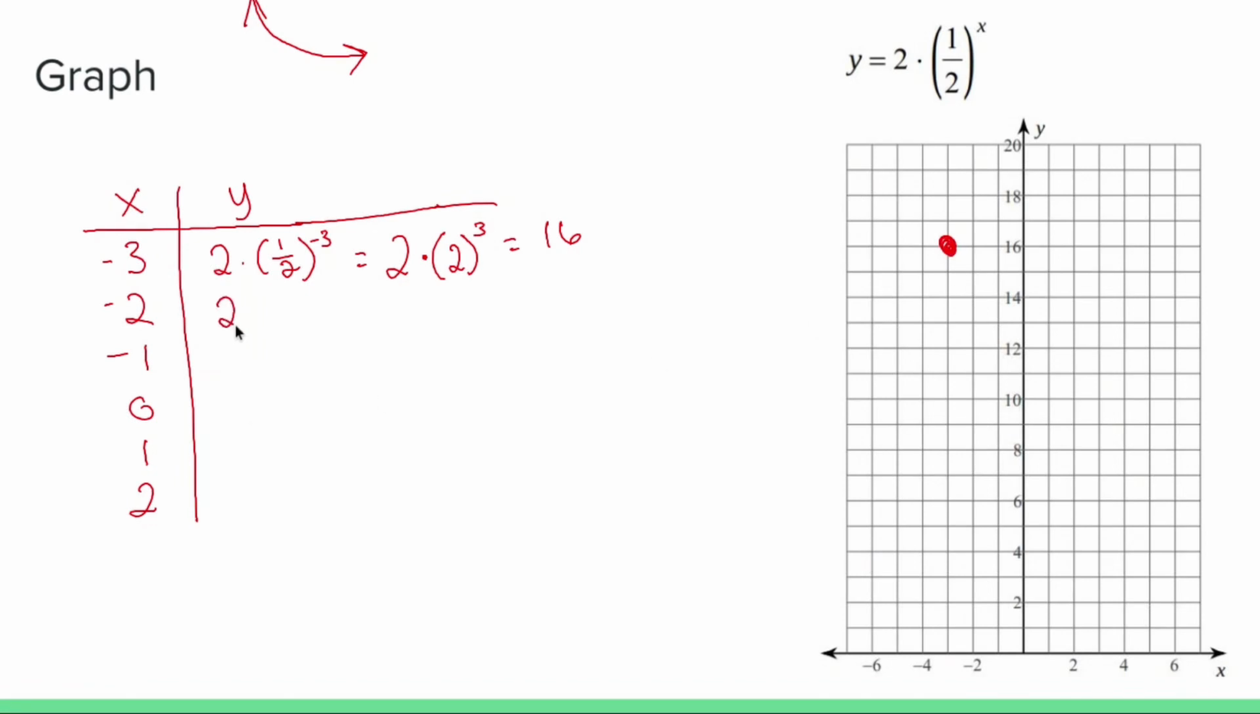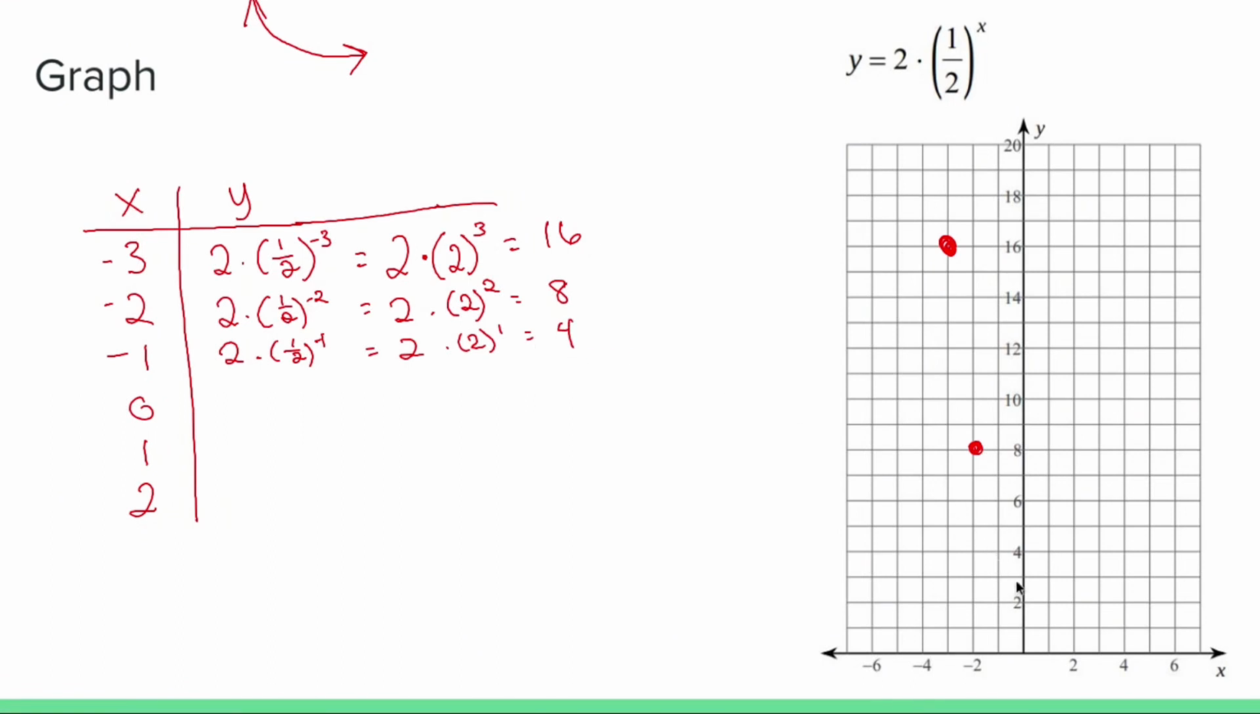Next, 2 times 1/2 to the -2nd power. Let's do that flippy again and make it squared. So that becomes 4. 2 times 4 is 8. So the next point we get is -2, +8. 2 times 1/2 to the -1st is the same as 2 times 2 to the +1st, which is 4.